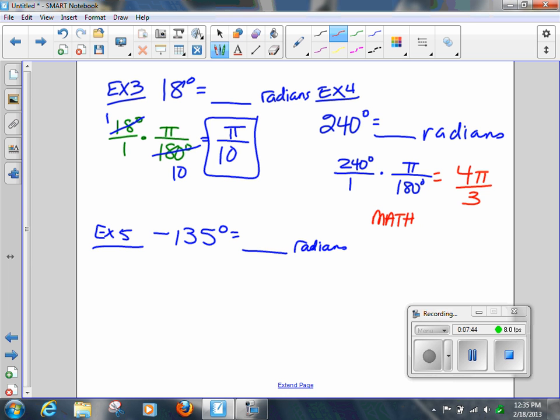Hang on, I'll get it. How many of you had 4 pi over 3, folks? Hands up. Cool. And then what about the negative? What do you have to be sure you don't do here? Don't ignore the negative sign. Don't forget it in your answer.